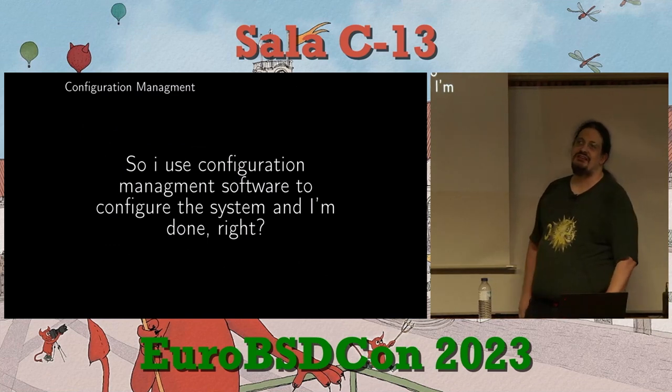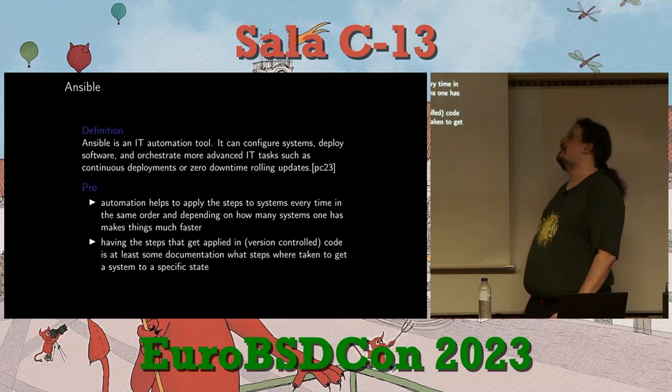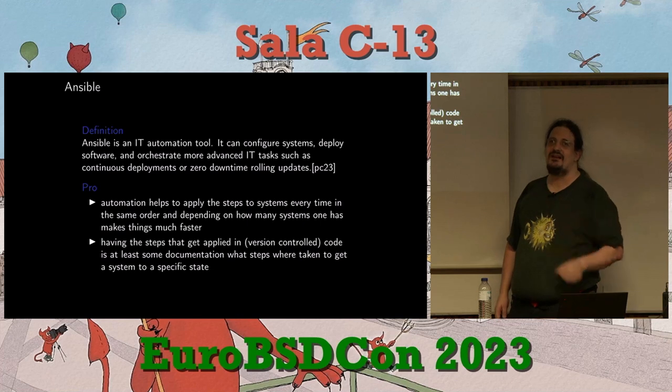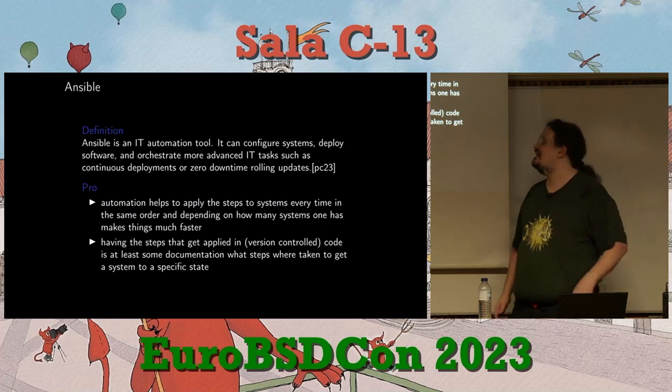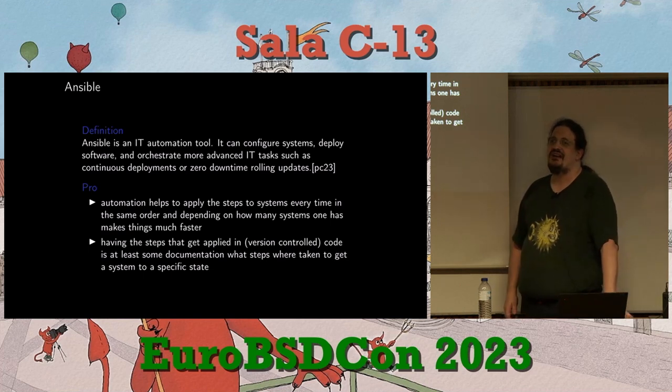So one of the things that I ran into previously was that people said, yeah, well, we're already using configuration management to set up the system, so they should be identical. Done? Well, in practice, it's a bit different. The one thing is that Ansible defines itself, the definition is from the website, more as an automation tool than actual configuration management. You can pick the differences.